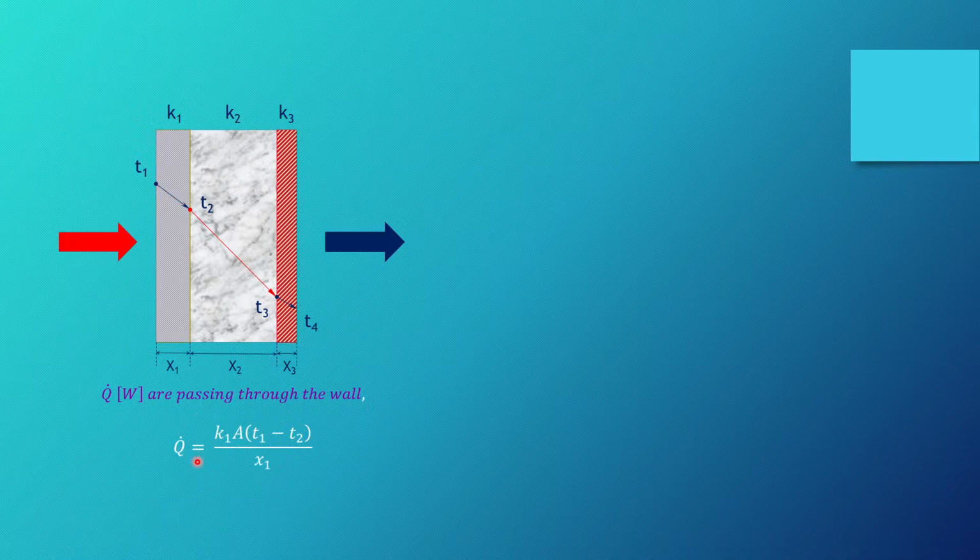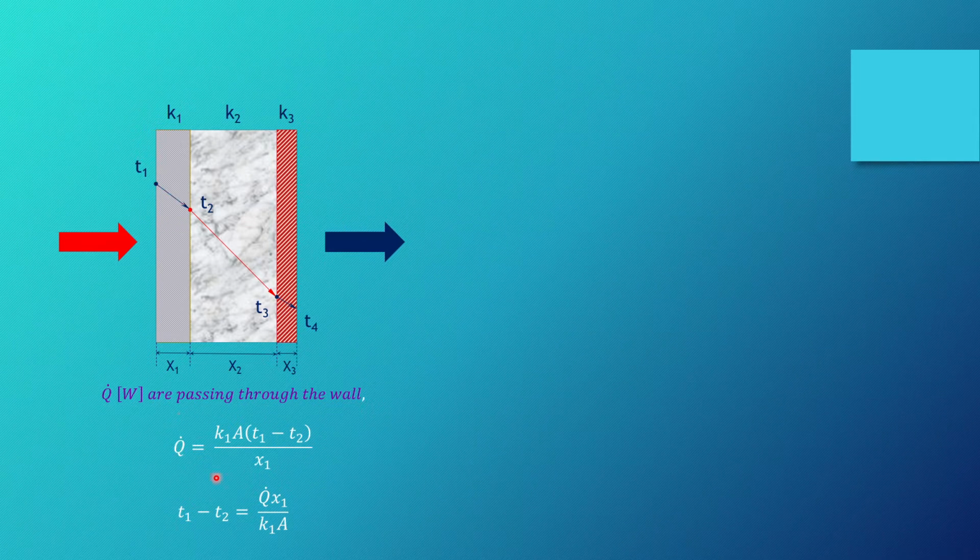So remember we have this formula earlier. Q dot equals K1, the coefficient of thermal conductivity through the first layer of the wall, times the area. In this case, the area should be the same throughout all 3 layers. T1 minus T2 is the temperature difference, and X1 is the thickness of the first layer of the wall. So K is the coefficient of thermal conductivity, A is the area, T1 minus T2 is the temperature difference, X1 is the thickness of the first layer, and Q dot is the rate of heat transfer through the first layer.